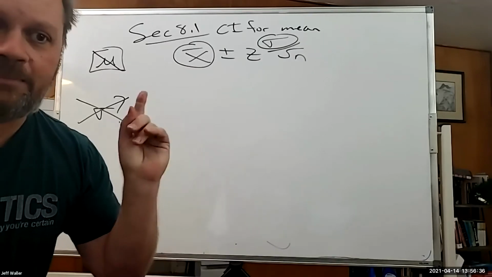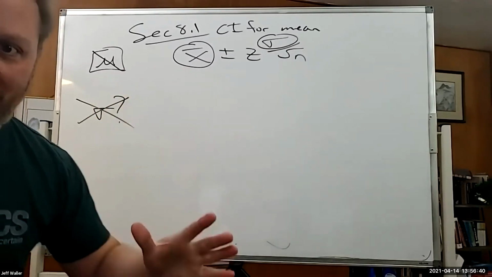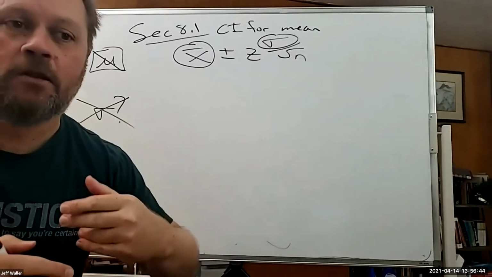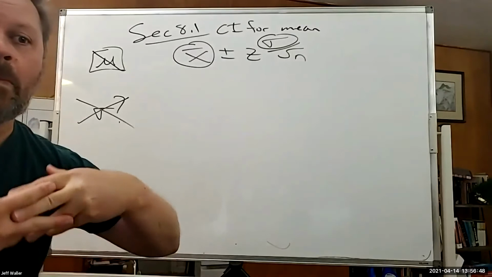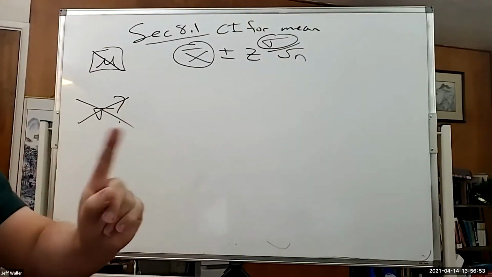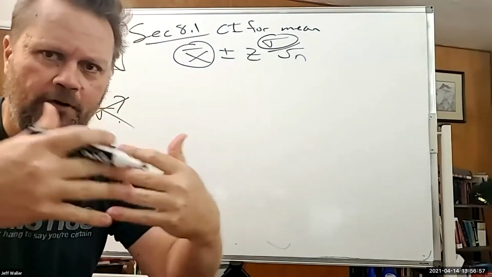If I don't know the population mean, I use the sample mean. That's my next best thing. If I don't know the population standard deviation, population sample mean. That's a neat trick. It's population sample, they don't go together.